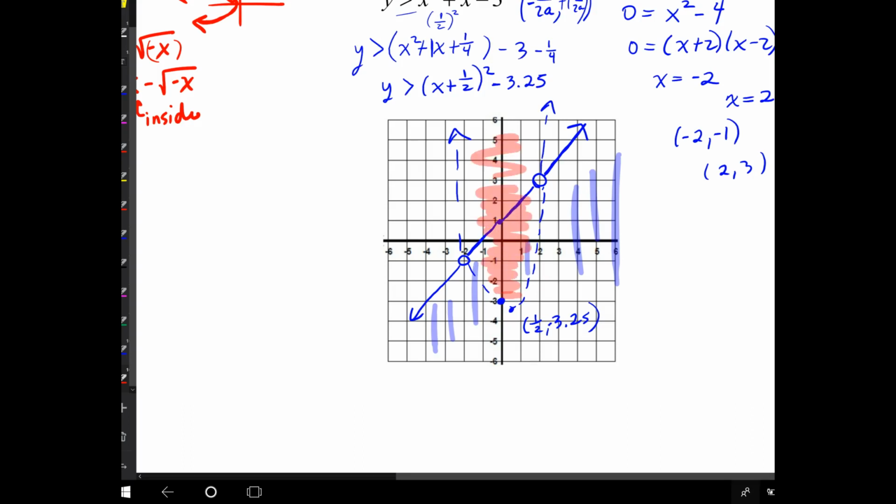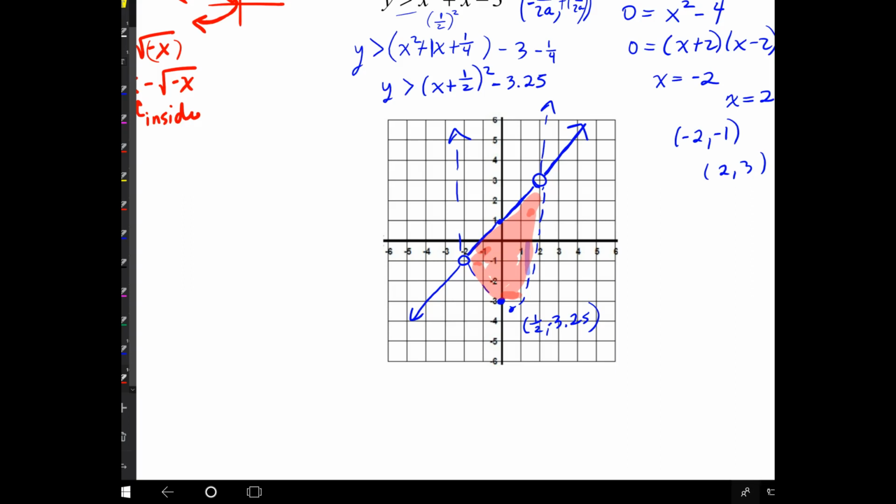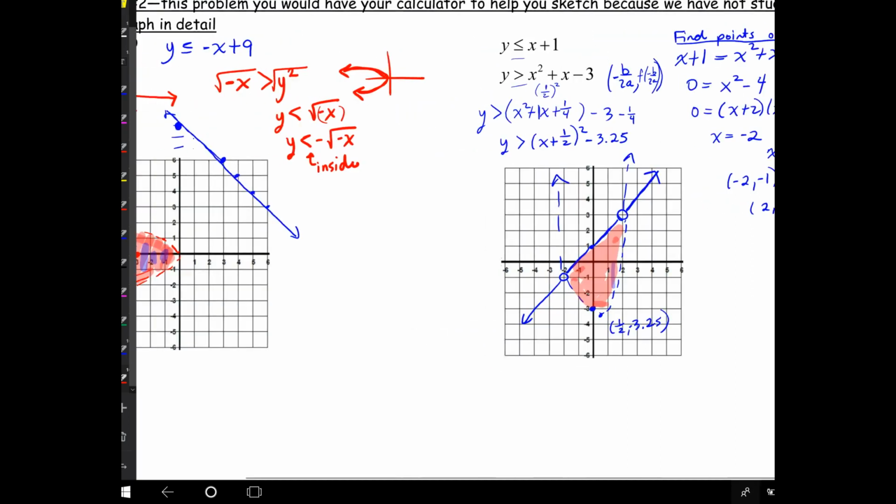And then where would the regions intersect? Where would they overlap? Right in the middle. So then I could erase both pieces once I see where they are going to cross, and there would be my answer. Now, how could I check to make sure I really have good shading? Plug a point in, like 0, 0. If I plug 0 into the first inequality, yes, 1 is greater than or equal to 0. If I plug it into the second inequality, negative 3 is less than 0. So check.